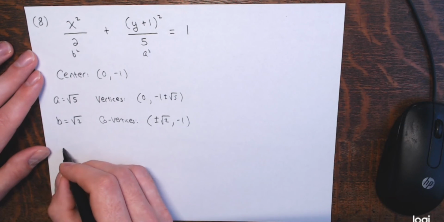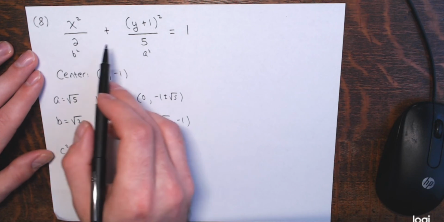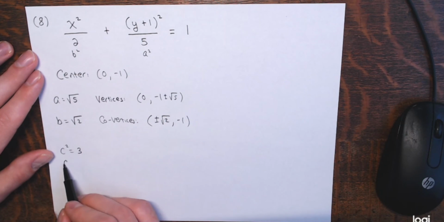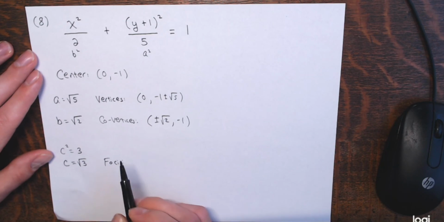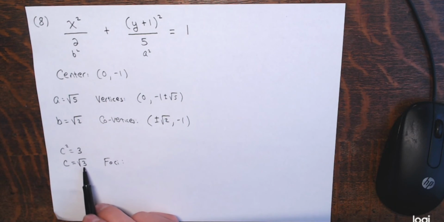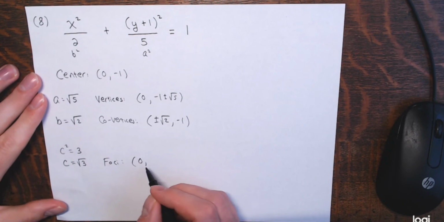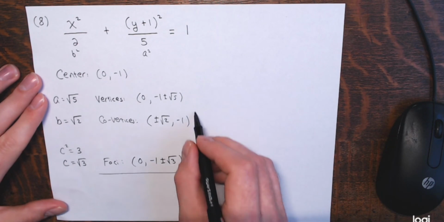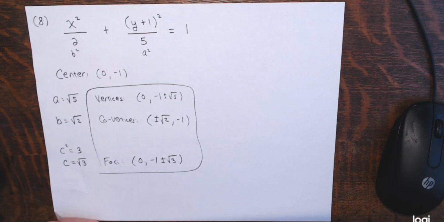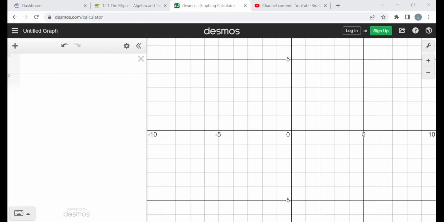And then c squared would be a squared minus b squared. 5 minus 2 is 3. So c is the square root of 3. And then I do the same thing as I did with the vertices. I'm going to add and subtract this to the y coordinate of the center. So the foci would be at 0 and then negative 1 plus or minus the square root of 3. Right? There's all the stuff they want. And again, I'll go to make a graph of this, and we'll see that all these are actually the points on the graph.